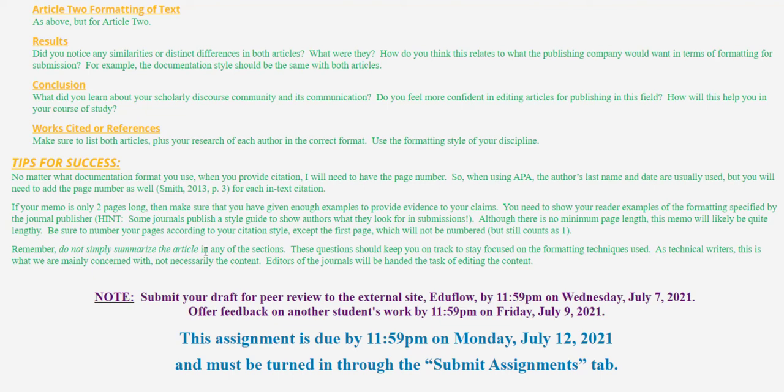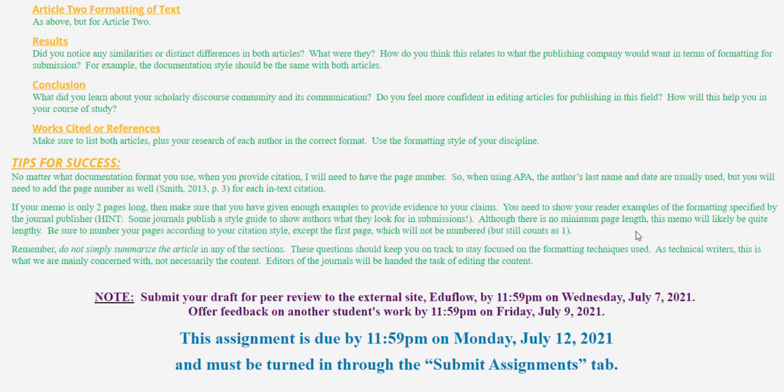If your memo is only 2 pages long, make sure you've given enough examples to support your claims. If your memo is 7 or 8 pages long, make sure you haven't gone into too much detail. You need to give examples of formatting. You can include images. Just make sure that you mark them up properly.